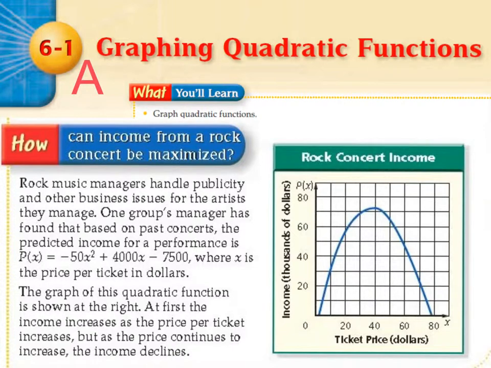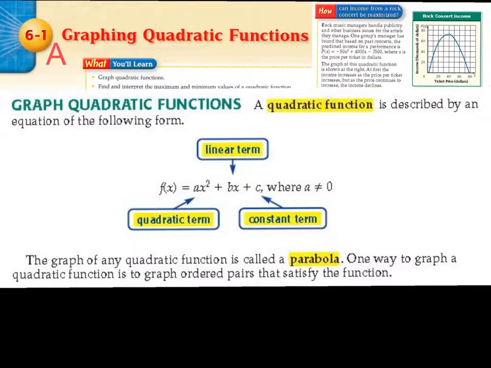One group's manager has found that based on past concerts, the predicted income for a performance is P of x equals negative 50x squared plus 4,000x minus 7,500, where x is the price per ticket in dollars. The graph of this quadratic function is shown at the right. At first, the income increases as the price per ticket increases, but as the price continues to increase, the income declines. People won't pay that much.